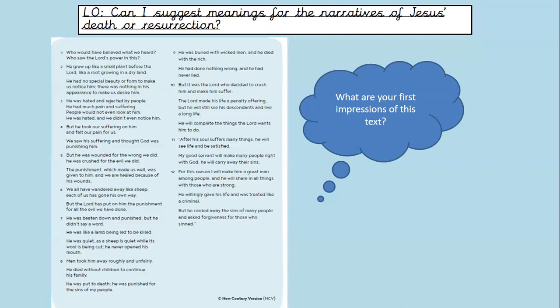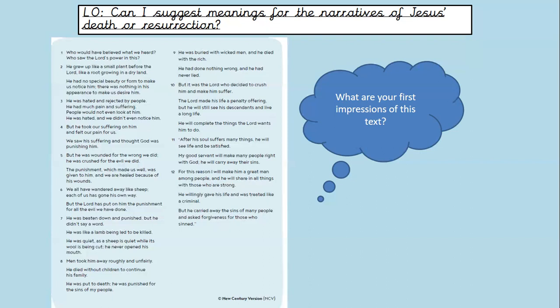Number 9, he was buried with wicked men and he died with the rich. He had done nothing wrong and he had never lied, but it was the Lord who decided to crush him and make him suffer. The Lord made his life a penalty offering, but he will still see his descendants and live a long life. Remember, descendants is like your family, further down in family. So like your children's children, descendants.